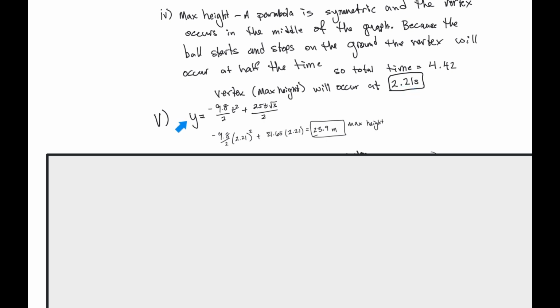The question is, well, how tall is that? Well, you'll take your vertical distance equation, that's the y equation, and you're just going to plug in that time for t. And so you can see me here when I converted that to decimal and plugged it in, and you get about 23.9 meters. So this is max height.